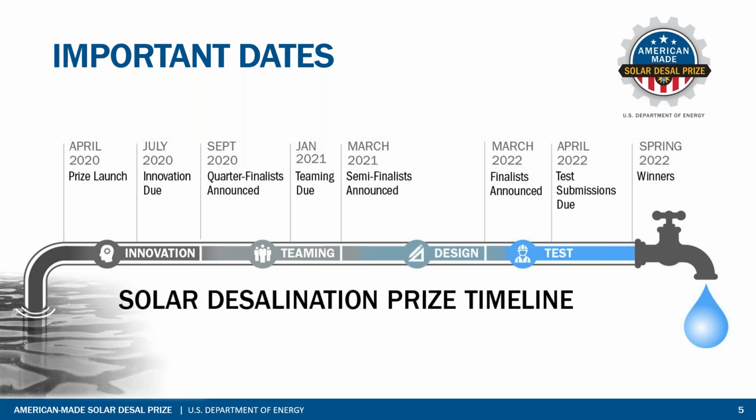For the test contest, teams will decide which year they want to submit their submittal in, and that will come in April 2022, and the winners of the test contest will be announced as early as spring 2022. And we see this as an annual event, subject to congressional funding. Next slide.